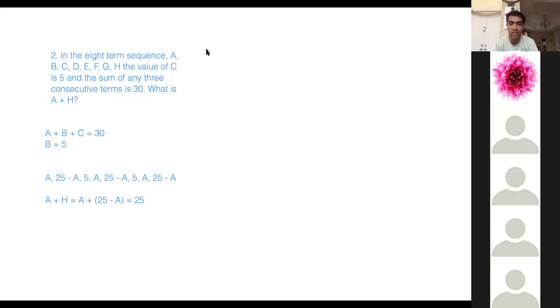So yeah, the key idea here is that you know first that c is 5. So the third term is 5. And what did I write? C is 5.